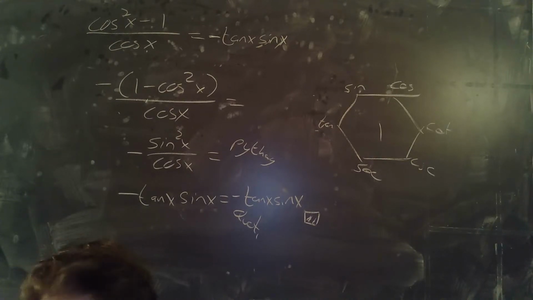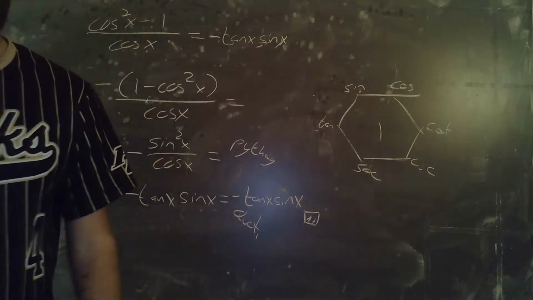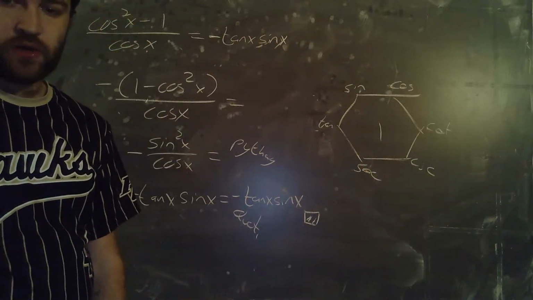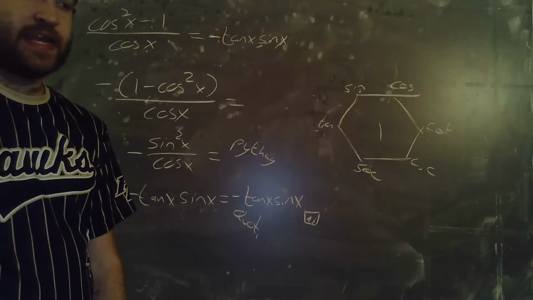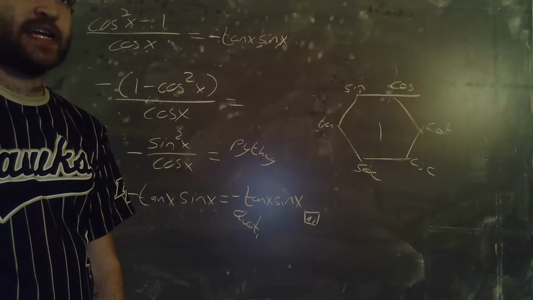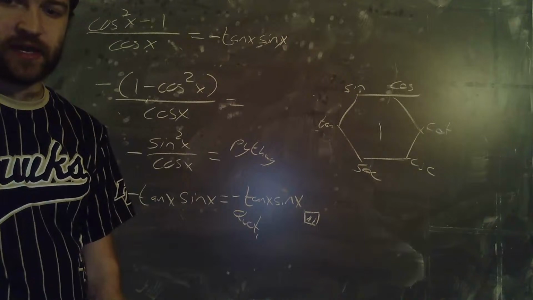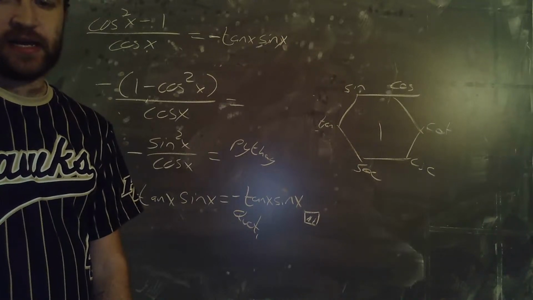And the easy way to remember that is if when you change an identity, like a single trig identity, it becomes two trig identities, one over the other, that's a quotient identity. And then anytime you change a trig identity and it just becomes 1 over something, that's a reciprocal identity.